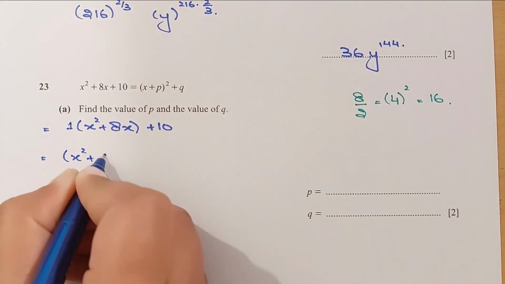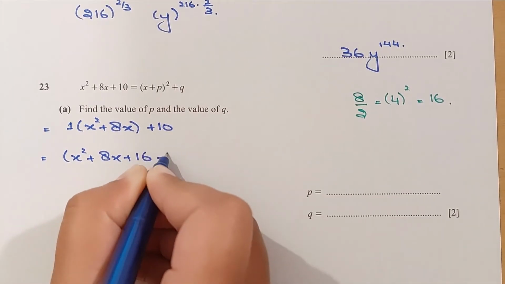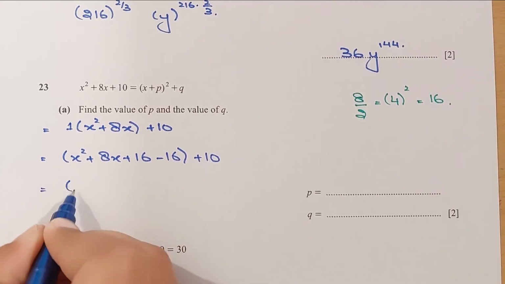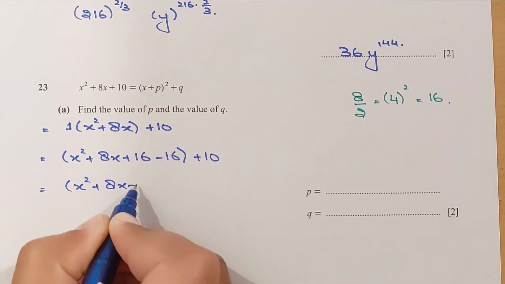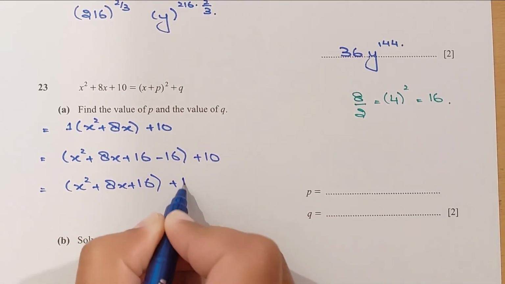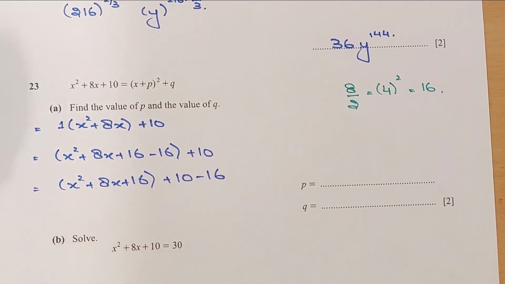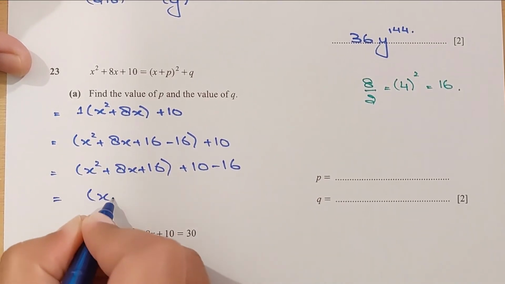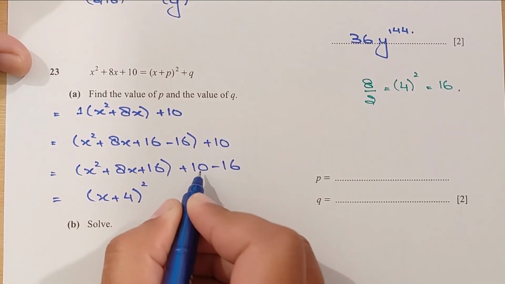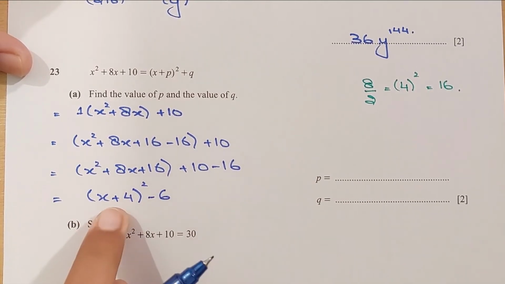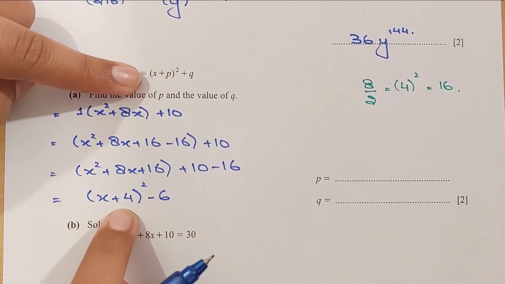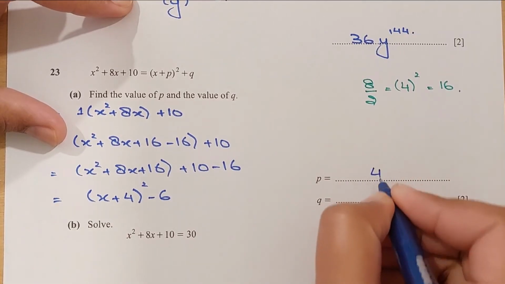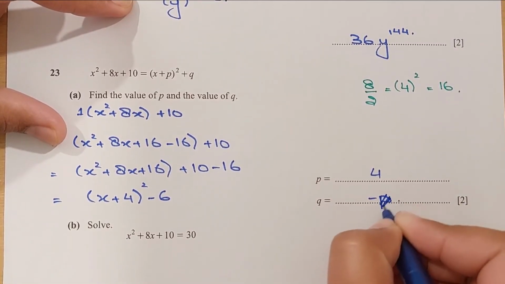So x square plus 8x plus 16 minus 16 plus 10, right? Now x square plus 8x plus 16 and 10 minus 16 here. So we have to complete the square. 16 is the square of 4, so x plus 4 whole square, and 10 minus 16 is minus 6. So comparing it with this term, x plus p square and plus q. So p is 4 and q is minus 6. Sorry, minus 6.